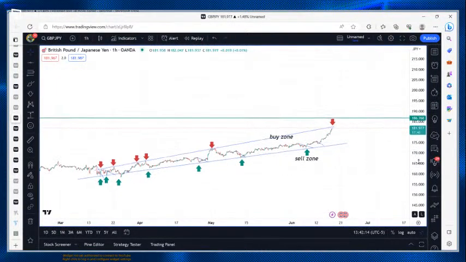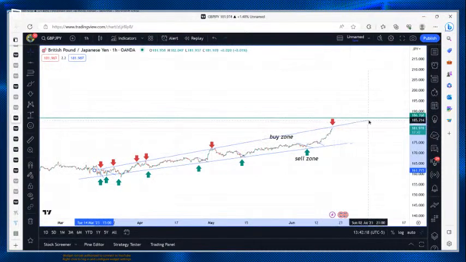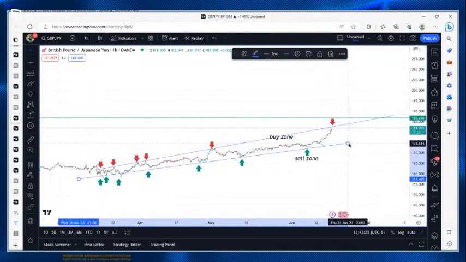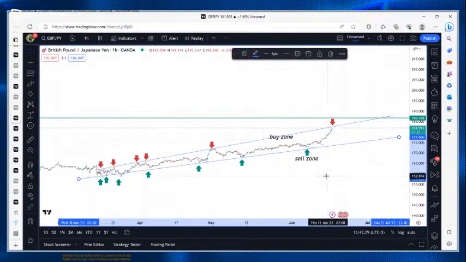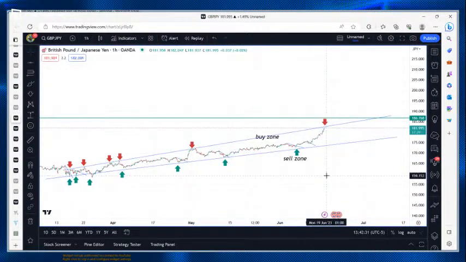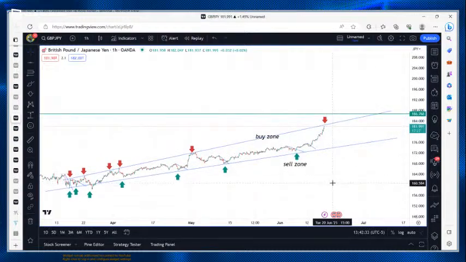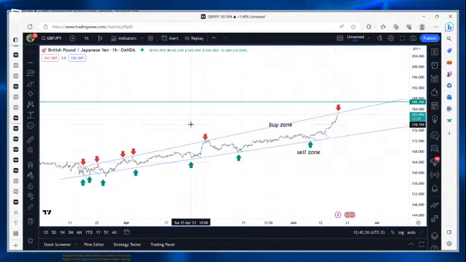Just waiting on us to get a low price. And it could possibly happen within this channel. You never know. We just wait to see what the market wants to tell us. We'll let the market tell us what it wants to do. But we're just gonna monitor that. All right, that is the British pound and the Japanese yen.